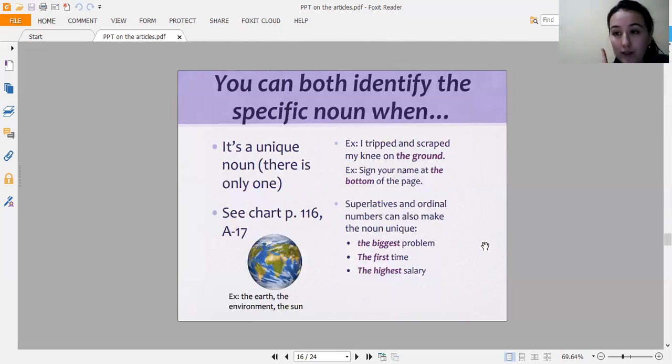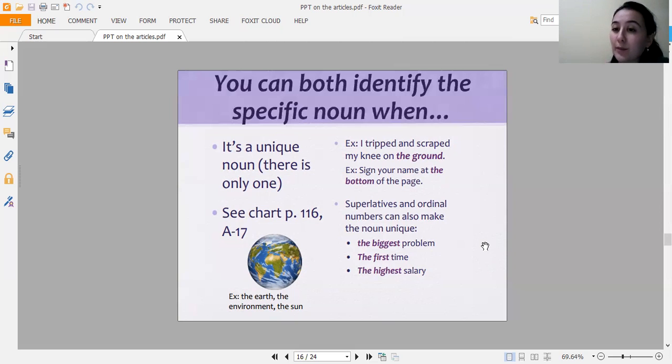If this is a unique thing, there is only one of that kind of thing in this world: the earth, the environment, the sun. I tripped and scraped my knee on the ground. Or sign your name at the bottom of the page. This is the exact place. There is usually one bottom on the page. That's why we can easily use the before the word bottom.